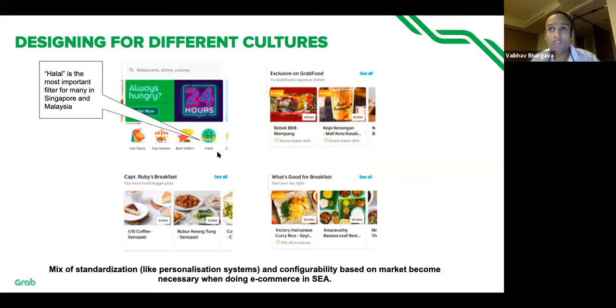So you cannot have a standardized set of icons that run everywhere. A company like Uber Eats can do that in the United States. A company like Swiggy can do that in India. A company like Grab cannot do that in Southeast Asia.